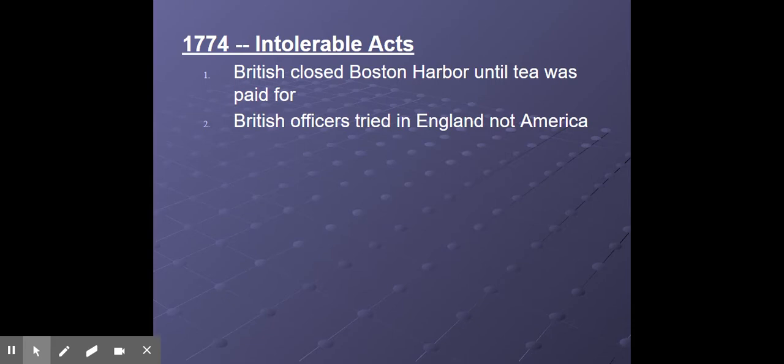Okay? Because stuff gets lost. It's going to take a while to get back across the Atlantic to England. Okay? Papers get lost. Plus, you, America, would have to send representation over to represent your side, which is not always going to be possible. All right? So, British officers are going to be tried in England, not America. Chances are, if they go to trial, they're going to be found not guilty.